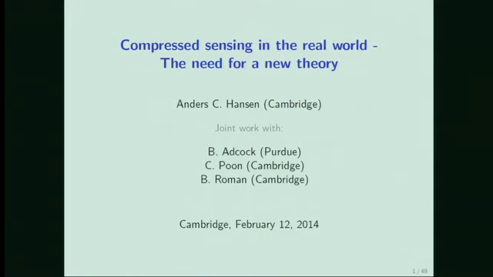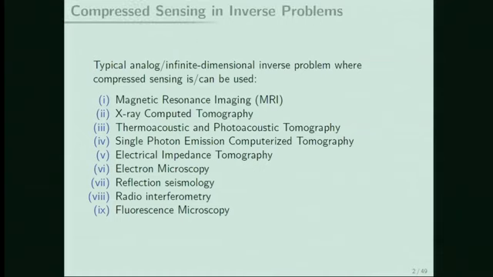I'll be talking about compressed sensing and the need for a new theory, and when doing that, I'm going to motivate this with some applications. So here I have a list of applications that you can use compressed sensing for. Some of these problems, compressed sensing is used with great success. Some of them have the potential for compressed sensing. And I start with maybe the flagship for compressed sensing in applications, namely MRI.